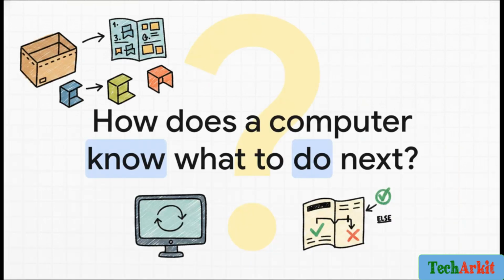To kick things off, let's ask a really simple question. How does a computer actually know what to do next? Honestly, I want you to think of computer code exactly like a basic everyday instruction manual. Imagine you're putting together a piece of furniture, right? You read step 1, you do step 1. You read step 2, you do step 2. A computer does the exact same thing with Python code. But sometimes the instructions need to adapt or change based on what's happening.